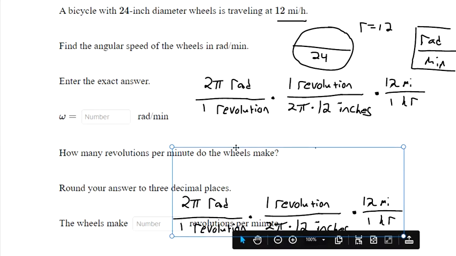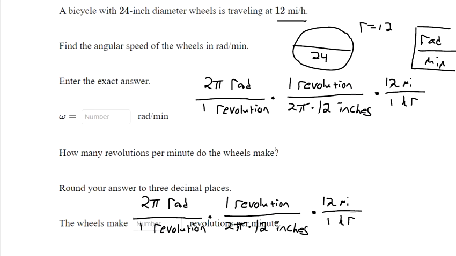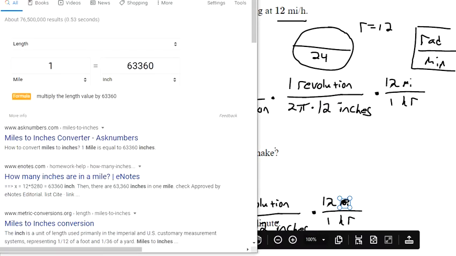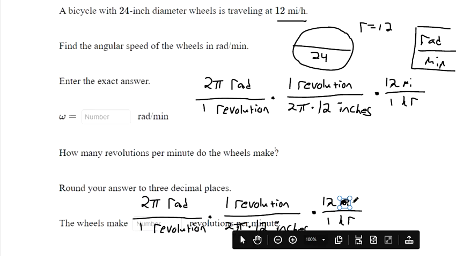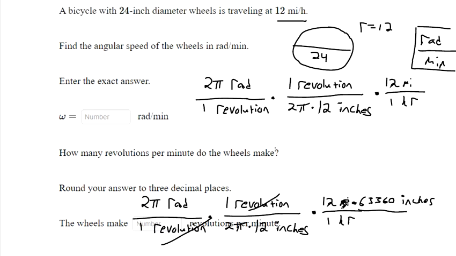On the bottom I still don't have minutes as my time unit, but I'm about to get it, because now I can convert this. I'm going to multiply 63,360 by the number of miles, and that gives me inches. Okay, I think we're almost there. The revolutions cancel out. We changed miles into inches. So if you go 12 miles and there's 63,360 inches in a mile, then 12 times 63,360 is going to tell us how many inches.